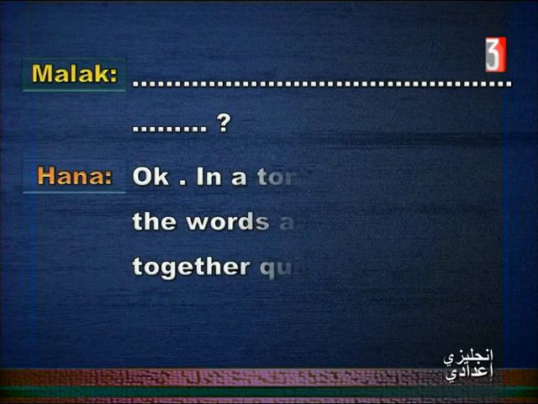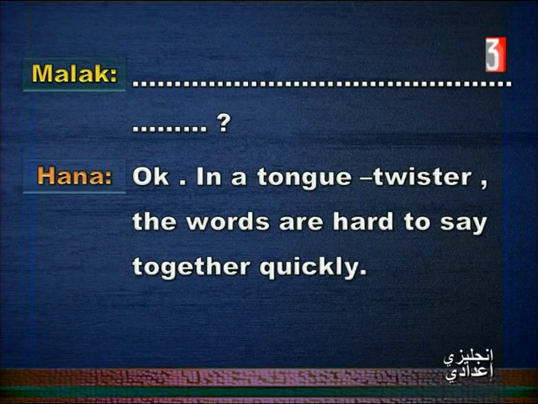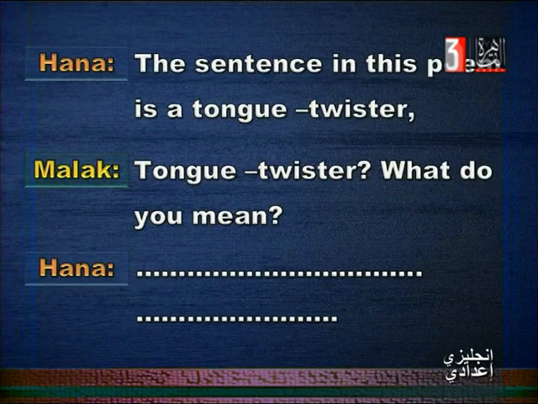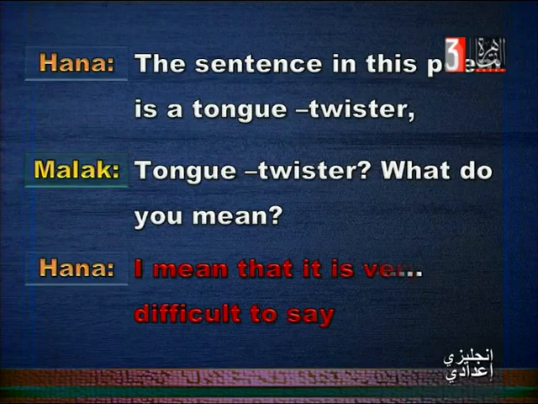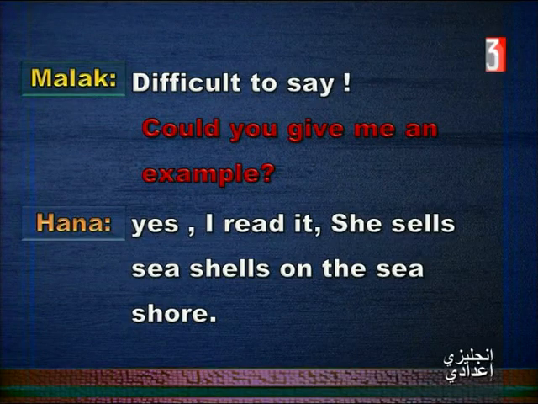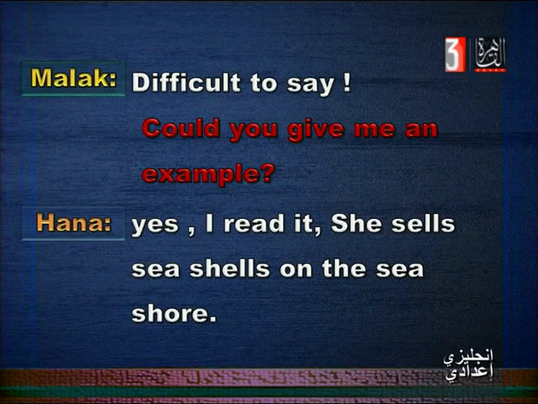Okay, so Malak will ask a question, and Hannah, okay, in a tongue twister, the words are hard to say together quickly, then we have an answer of Malak. Again, the sentence in this poem is a tongue twister. Tongue twister, what do you mean? I mean that it is very difficult to say. Yes, difficult to say. We have a question. Could you give me an example? Yes, I read that she sells the seashells on the seashore.